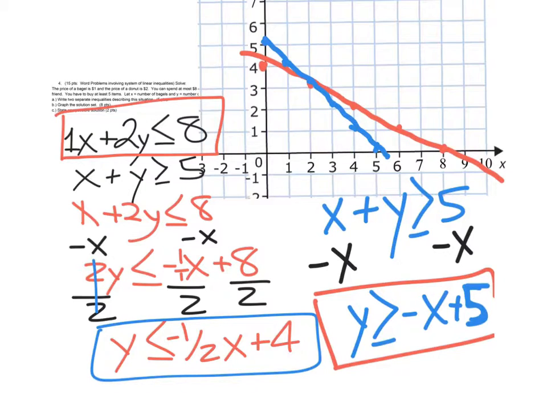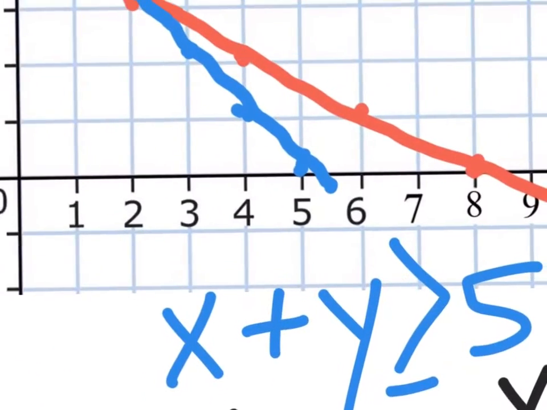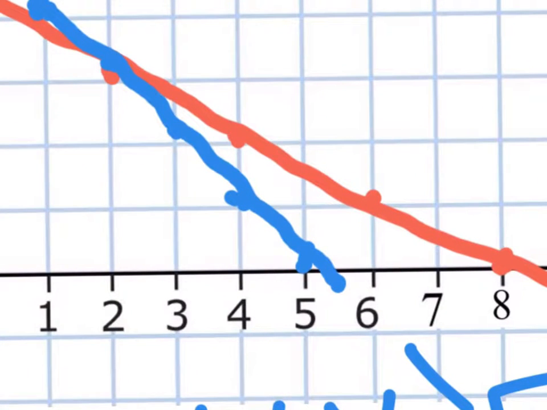What do I know? I know that when we're taking a look at this red inequality, y is less than negative 1/2 x plus 4, we're going to be shading down. And here, what does it say? y is greater than negative x plus 5. We're going to be shading up. So the red is going to be shading down. The blue is going to be shading up. So it's going to look like this. Red is shading down. Blue is going to be shading up.